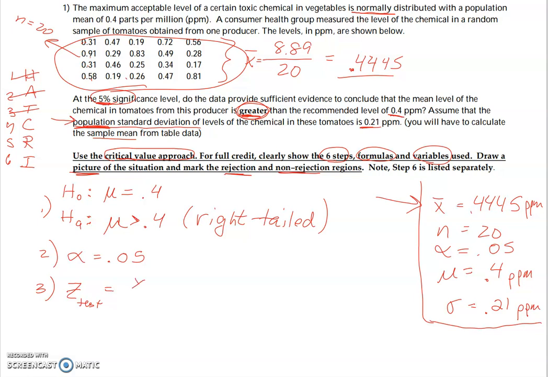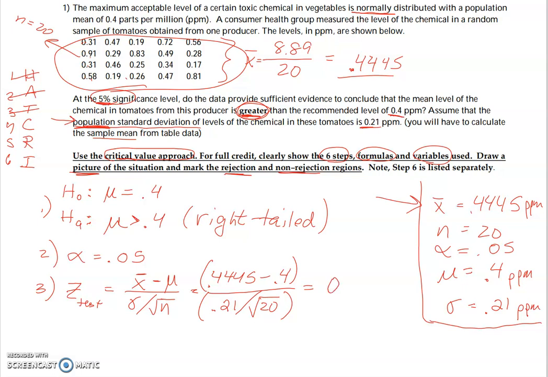So we take our sample mean and we convert it with this equation, which is in your equation sheet if you forget. Plugging in the numbers that we have: 0.4445 minus 0.4, the established mean, divided by 0.21 divided by the square root of 20. Be careful here with your calculator. Use some parentheses if you need it. But if you calculate that all out correctly, you should get 0.95 for our test value.